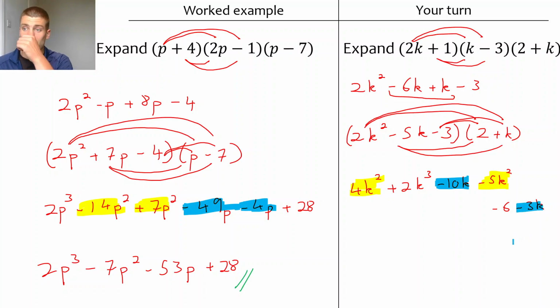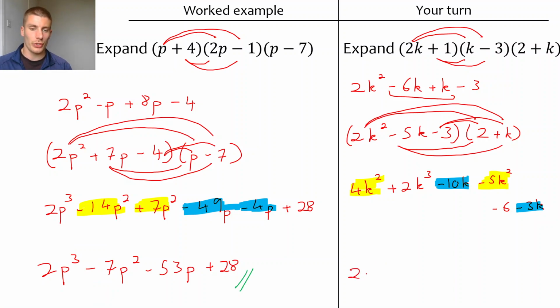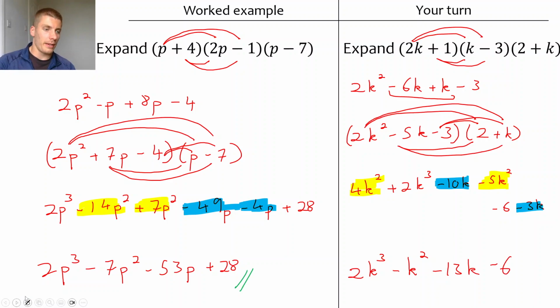Okay, and we write things, I'm going to write it with the biggest power first, which is the plus 2k cubed. So overall, we're going to go to 2k cubed. This one's done. I've then got 4k squared minus 5k squared. Well, 4 take away 5 is minus 1. So minus 1 or minus k squared. I've done this one and this one. I've then got minus 10k minus 3k, which is minus 13k. And I've got the minus 6 left over on the end. And this is my answer for this one.